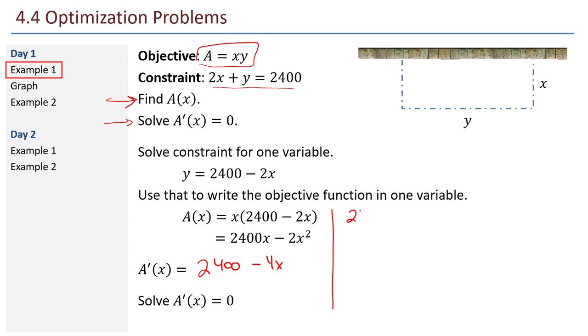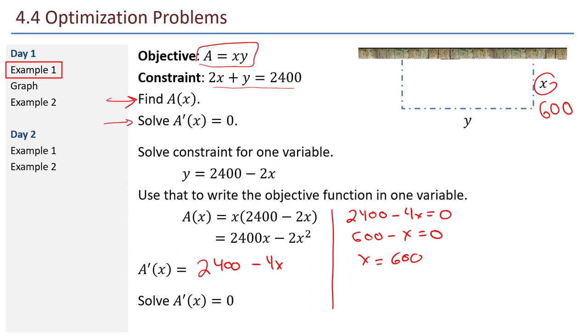So I just solve 2,400 minus 4x equals 0. I'll divide both sides by 4. 600 minus x equals 0. And there's the answer, x equals 600. So that tells me the value of x. X should be 600 in order to solve the problem.